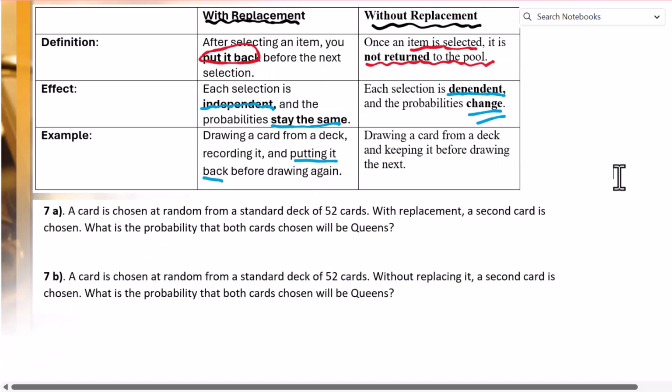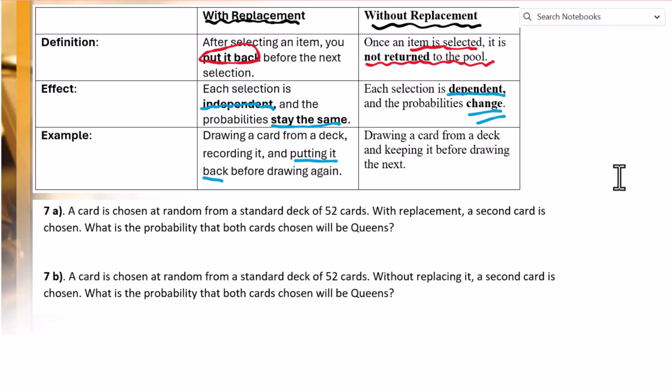Let's go to 7a. A card is chosen at random from a standard deck of 52 cards. With replacement, a second card is chosen. What is the probability that both cards chosen will be queens? First queen, second queen. The probability of choosing the first queen: there are 4 queens out of 52 cards.